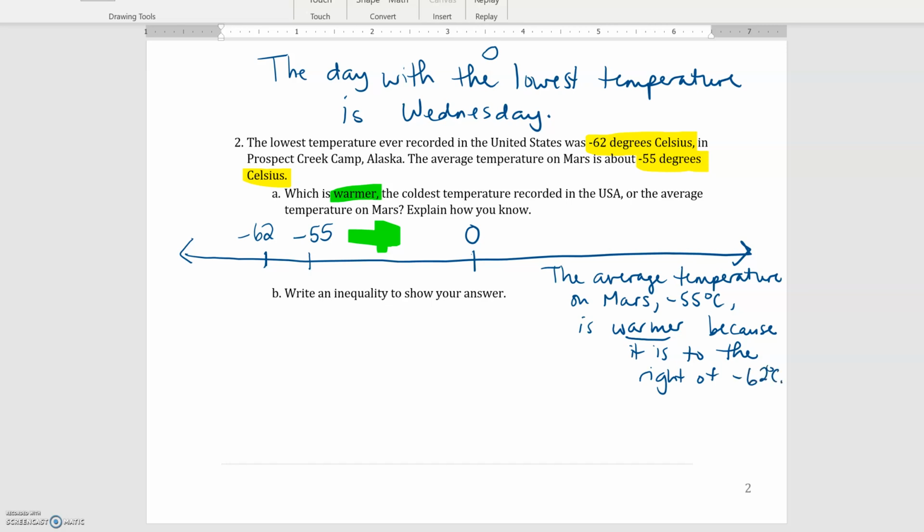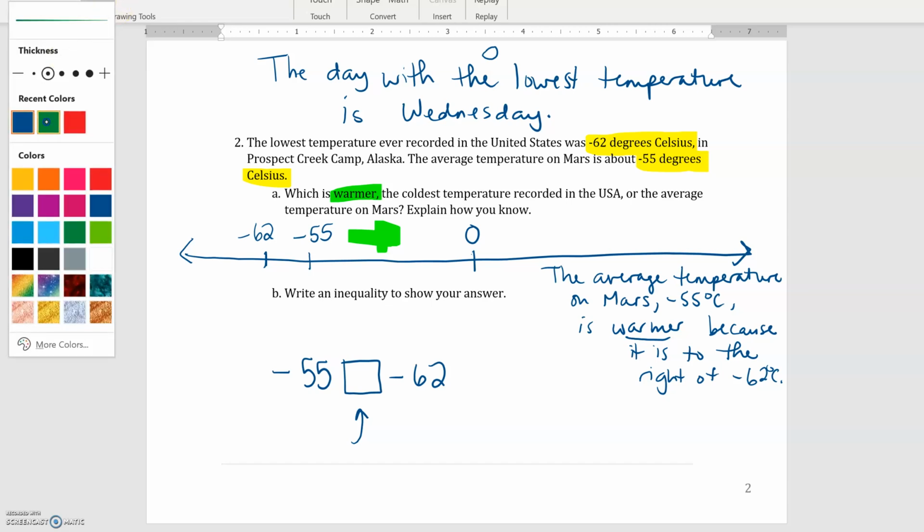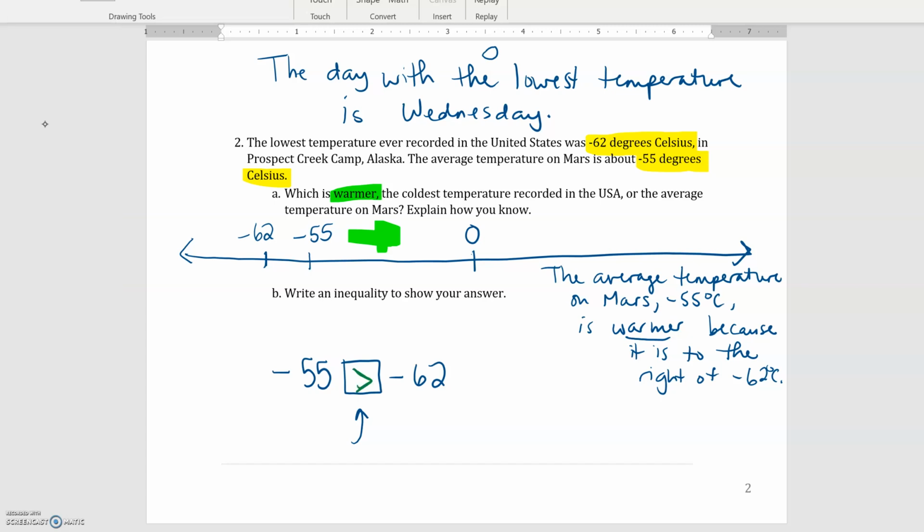degrees Celsius. Now knowing that, it says part B, write an inequality to show your answer. So I'm going to ask you, if I'm comparing negative 55 to negative 62, what symbol should go in the middle here to represent the comparison of these two numbers based on my number line? So if I think to myself, I know that negative 55 is greater than negative 62, so I'm going to use this symbol here, which I saw in front of my notes, to show that negative 55 is greater than negative 62.